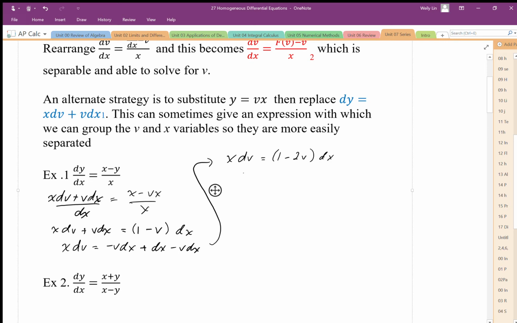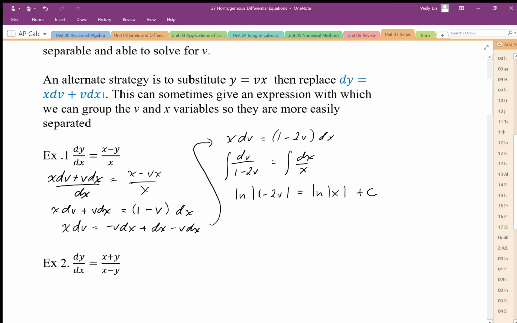Now we can separate and integrate. We get dv over 1 minus 2v is equal to dx over x. Separate, integrate both sides now. We end up with log of 1 minus 2v is equal to log x plus c. Okay, and we can get rid of these brackets here. We can substitute back in our v is equal to y over x.